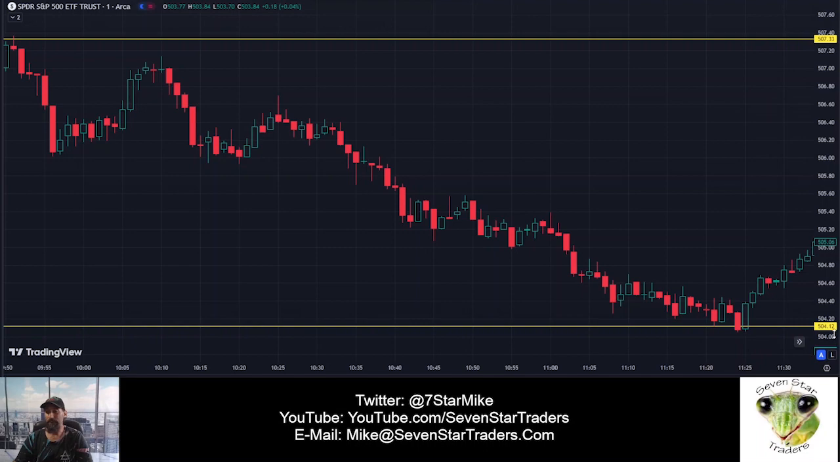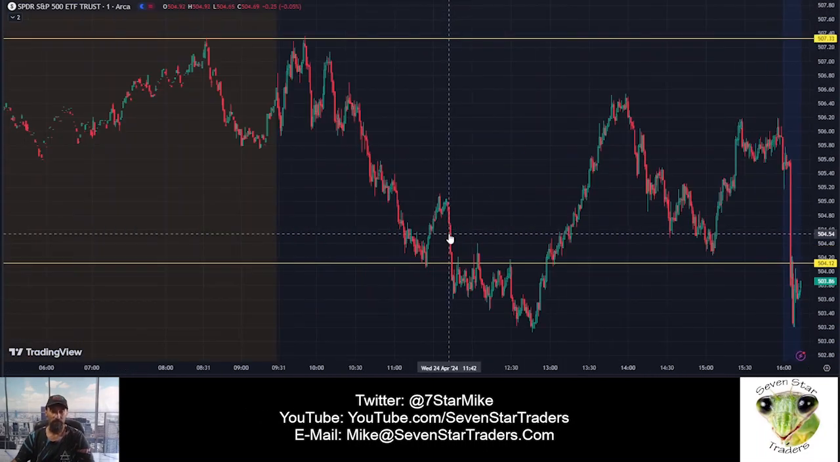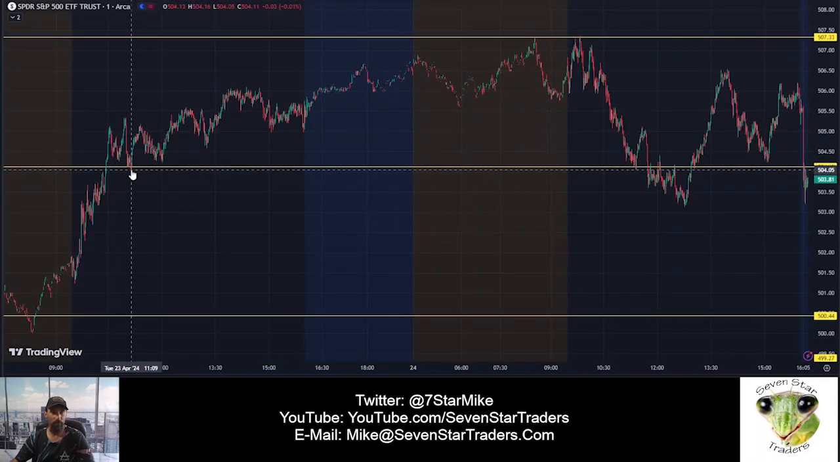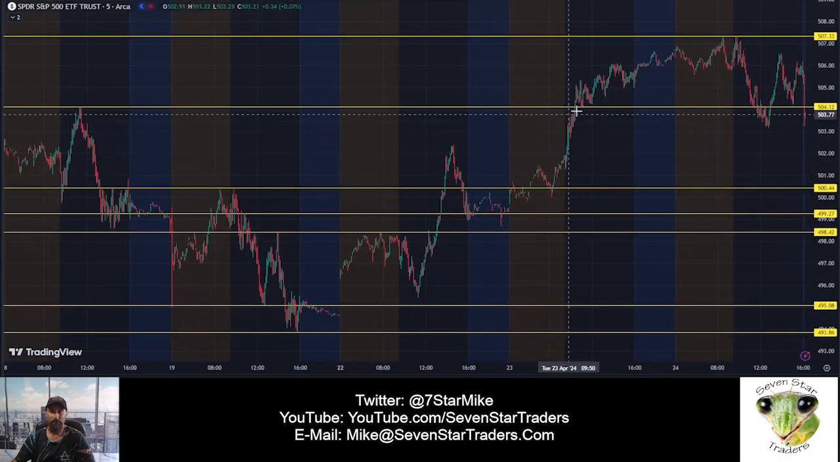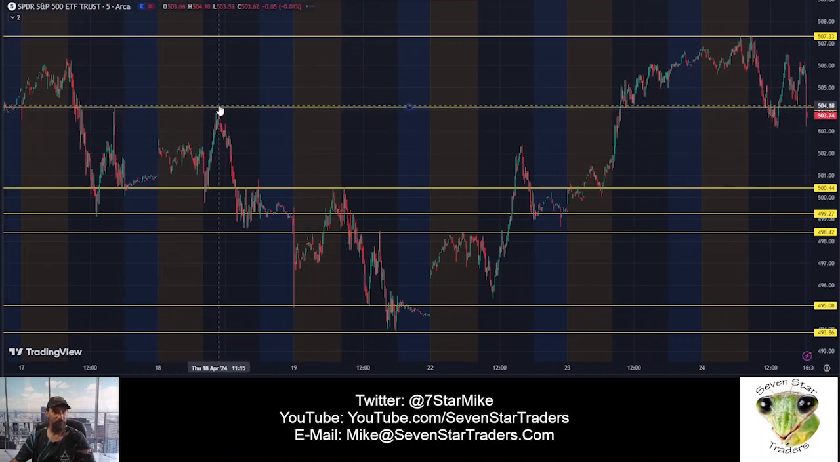Now, how did I get 504.12 as a level? Well, very simple. Let's zoom out. You can see right over here there was a support level, and that's where we bounced here. So you can say, yeah, Mike, there's support level here, support level here, support level here. So why did you choose this one? Well, let's zoom out even further. You can see this 504.12 area that was support, resistance here, and resistance here.